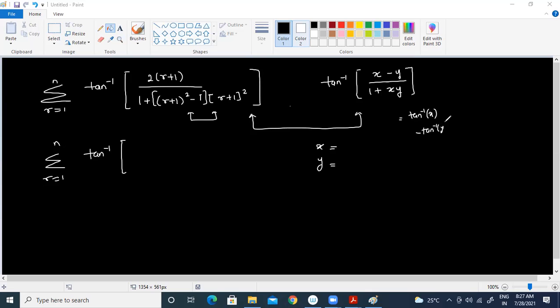That should be our next step. But how do you split this? 2 into r plus 1 upon 1 plus r plus 1 bracket square minus 1 into r plus 1 bracket square. Please join again. If the meeting gets ended, please join once again. Tell me what can we do here? Think about it.